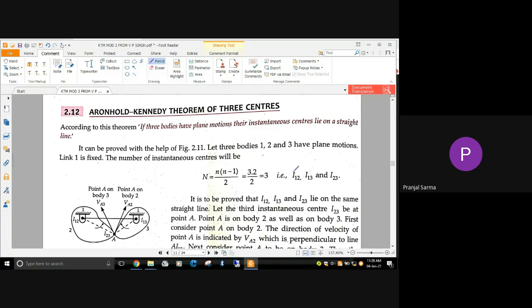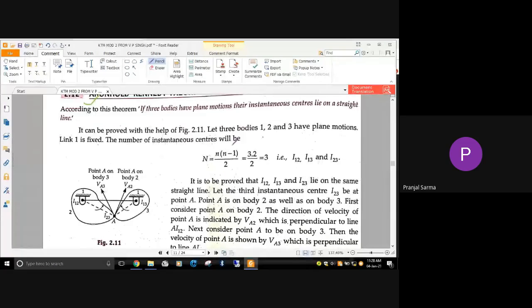Okay, now there is one very important theorem, Aronhold-Kennedy's theorem, also sometimes known only as Kennedy's theorem for three centers. This is a very important theorem, and we are going to utilize this concept while solving problems to find the instantaneous center, and thereby find all the velocities, etc. Okay, so what does it state?